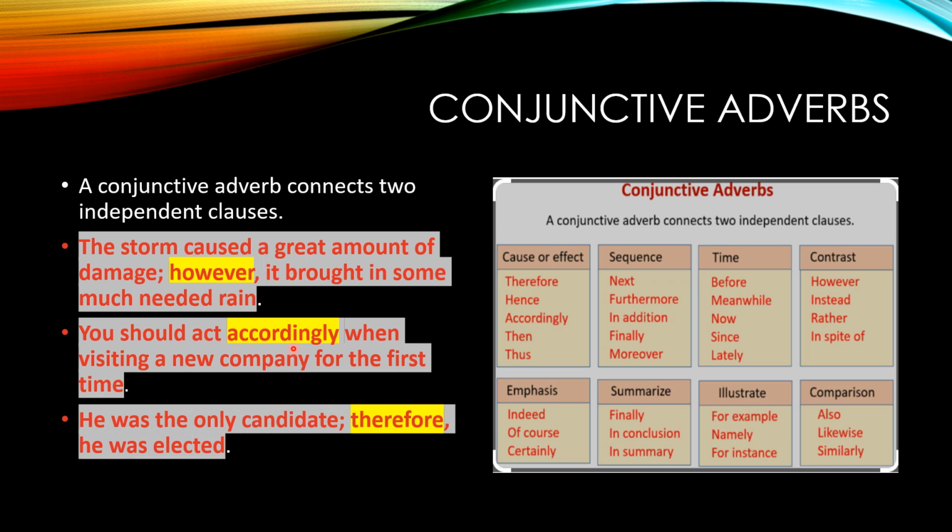Now let's talk about one more example and I'm sure you will get it in a better way. He was the only candidate, therefore he was elected. So what do you see? He was elected is one sentence and he was the only candidate is another sentence. And do you think they are dependent on each other? No. So they are called independent clauses. So we are using therefore as a conjunctive adverb to join these two different sentences, which are independent clauses. So I hope kids you are very much aware of all these conjunctions.